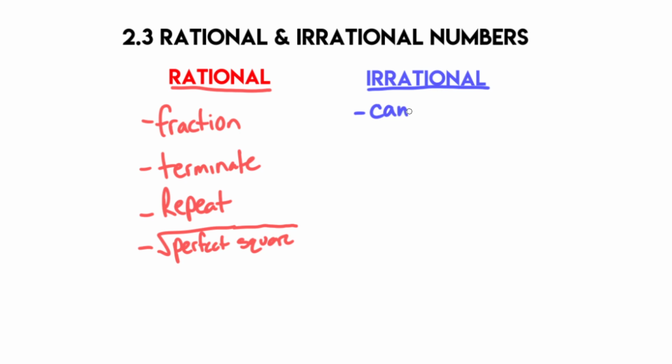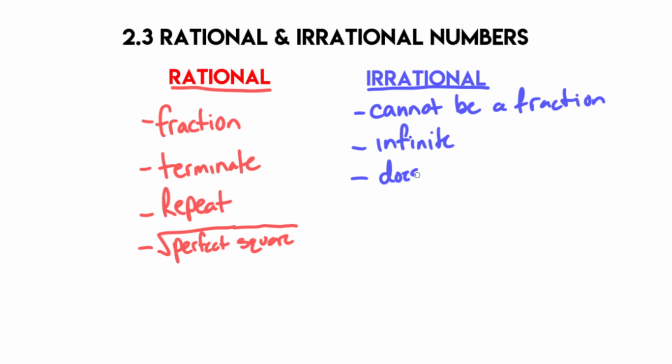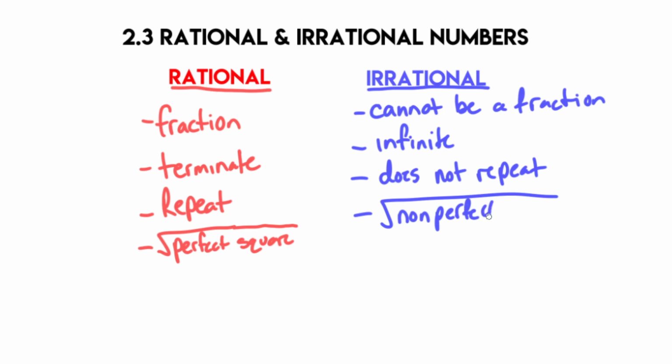An irrational number cannot be a fraction. It will not terminate, so it doesn't end. It is infinite. It does not repeat. And finally, the last one is, of course, the opposite of the rational one: the square root of a non-perfect square.